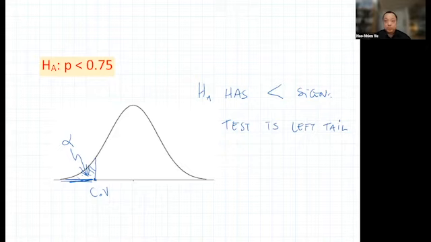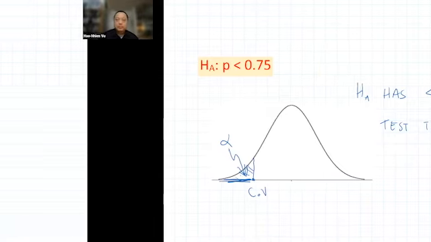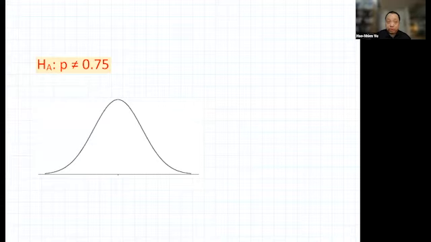I'm using examples where the parameter is p, proportion, but it's also true when the parameter is mu, the mean, or sigma, the standard deviation, or sigma squared, the variance. And the third situation is when the alternative hypothesis has the not equal sign, in which case we don't require things to be either greater than 0.75 or less than 0.75. Either way is fine. If it's greater, great. If it's less than, that's okay too, because they both mean not equal.